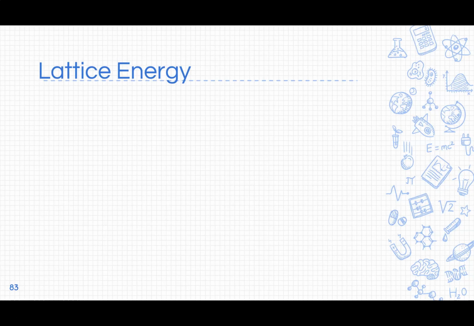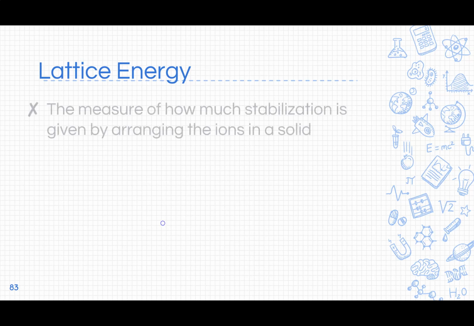Okay, and so back to that energy idea of ionic solids giving off energy, we have something called lattice energy. So the lattice energy is a measure of how much stabilization is given by arranging the ions in a solid. Remember, the ions are arranging themselves to be as stable as possible, maximizing the attractive force and decreasing the repulsive force. And so the lattice energy is the measure of how much stabilization is actually given. Okay.